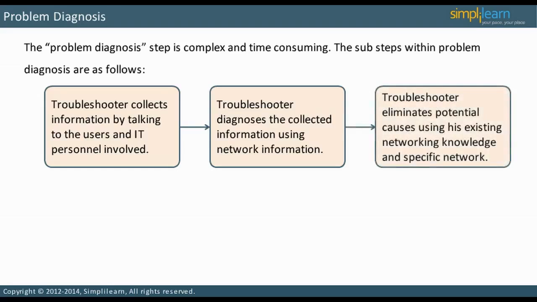At this point, the troubleshooter needs to eliminate potential causes to make troubleshooting more effective. Elimination is based on the information collected in the previous steps. However, eliminating probable causes relies heavily on the troubleshooter's knowledge of networking in general and his specific network in particular.